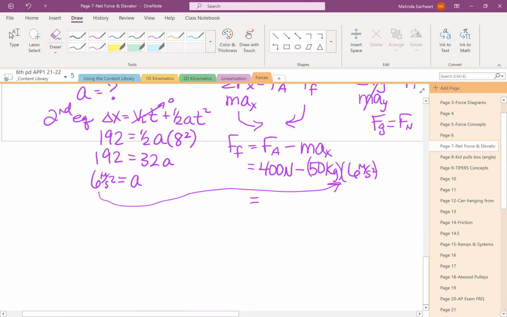And so 50 times 6 is 300, and 400 minus 300 is... that's a lot of silence for 400 minus 300, 100. You're like, it's so easy, she doesn't need us. I like participation. So we get 100 newtons for your frictional force.